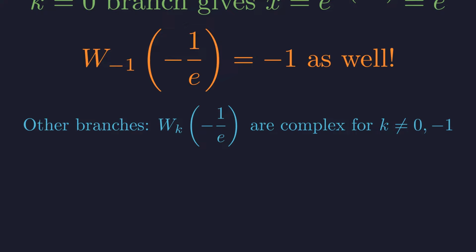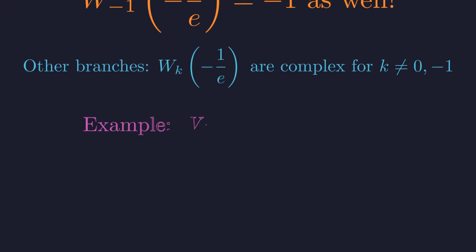Each one represents a different way that x to the e can equal e to the x in the complex plane. For instance, W subscript 1 of negative 1 over e is approximately negative 1 plus 2 pi i. This gives us a complex solution x approximately equal to e to the negative of this complex number. The beauty is that this complex number, when raised to the power e, actually equals e raised to the power of this same complex number.